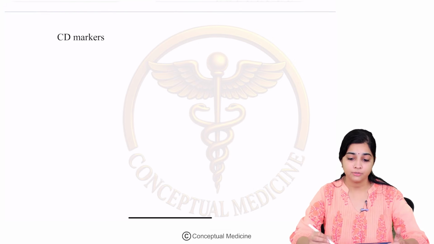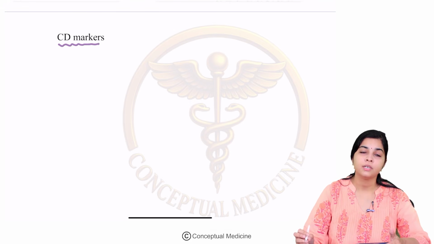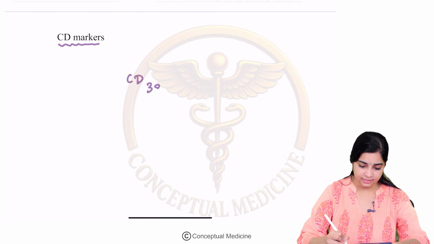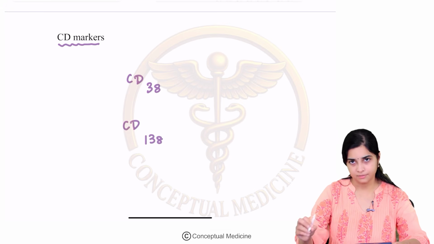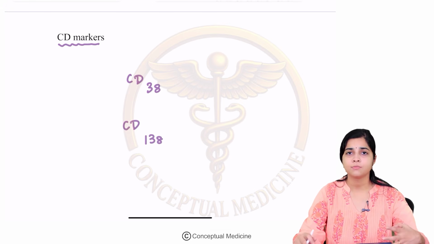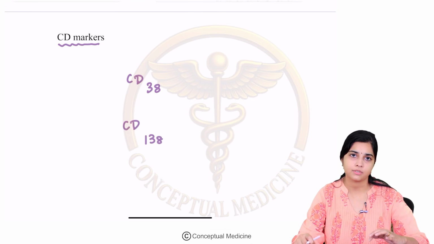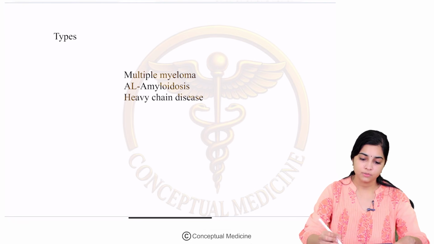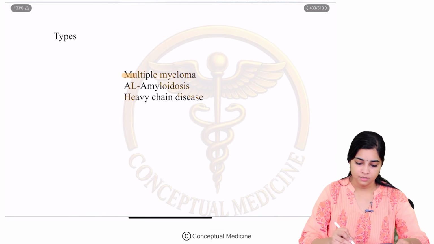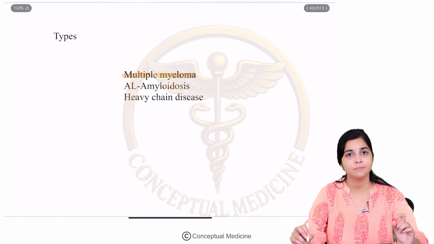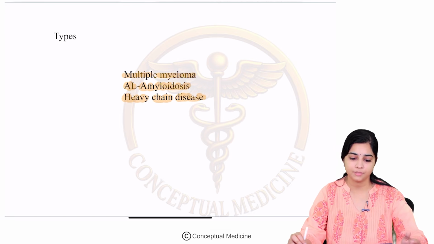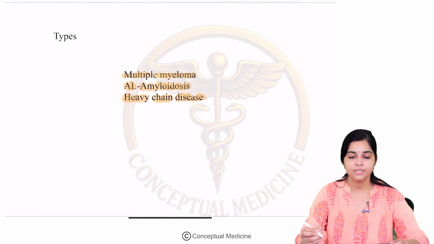So when you do the immunophenotyping, what are the CD markers that you will identify? You will have to identify the plasma cell markers, which include CD38 and CD138. So all of these neoplasms will have CD38 and CD138 positivity. So what are the group of disorders classified under plasma cell dyscrasias? The most common and the most famous is multiple myeloma. Apart from that, we have AL amyloidosis, and then we have heavy chain disease.